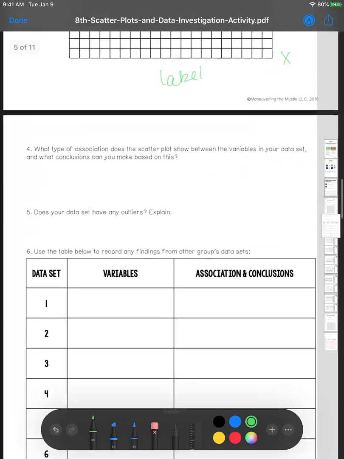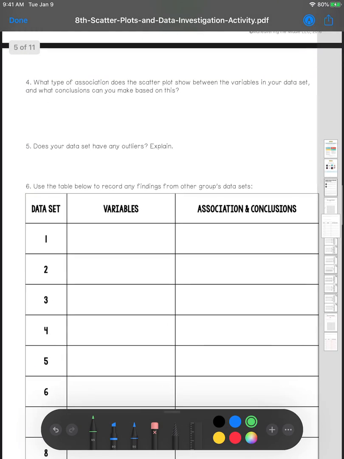And then on the second page, it says, what type of association does the scatter plot show between the variables in each data set? And what is your conclusion? So you're going to say again, is it positive, negative, or no association? Then you're going to determine, does your data set have any outliers? So remember in the notes that we just took, an outlier is a point that is all by itself, away from everything, something that's apart from everything else. You're going to put if it does or not.